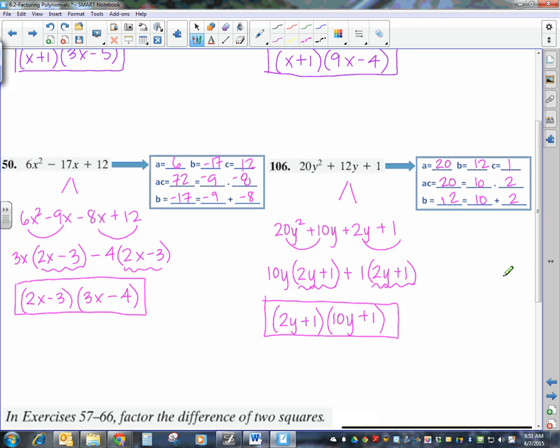Okay? So there is factoring a trinomial, and we've done some where a is equal to 1 and some where a is not equal to 1, and we have our pluses and minuses that change all the way through. So please pause and go practice some of those problems, and then come see me if you have trouble with them.